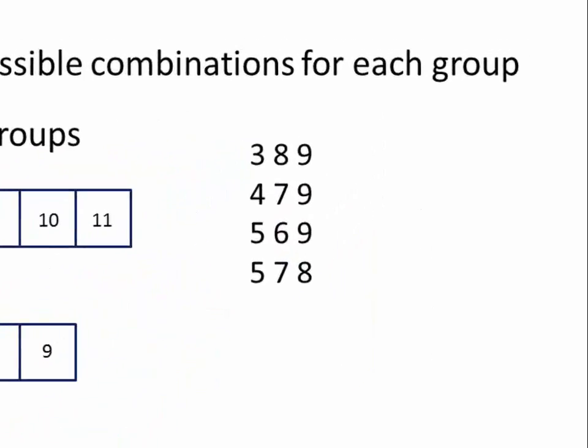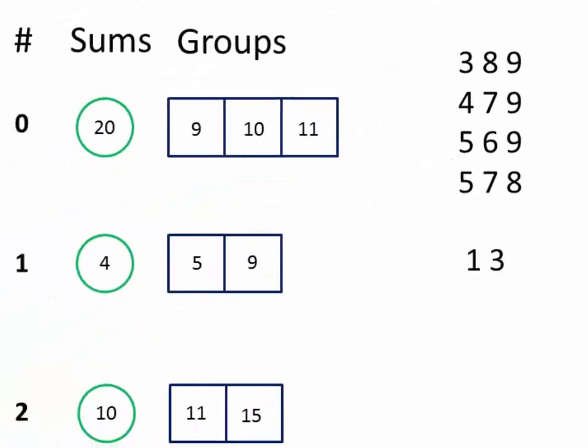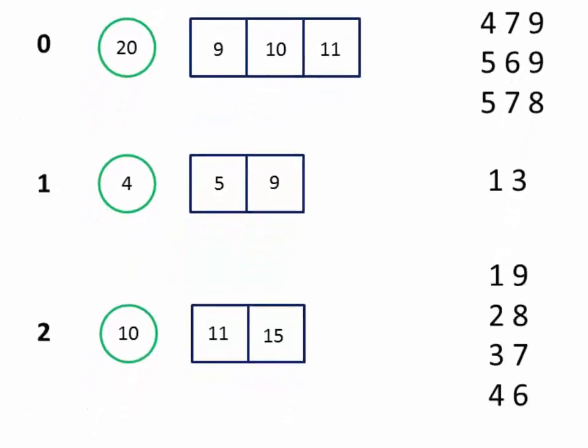The 3 cells of group 0 must add up to 20. There are only 4 sets of numbers that can do that. And here they are. The 2 cells of group number 1 must add up to 4. The only way to do that is with the numbers 1 and 3. And the 2 cells of group number 2 must add up to 10, and there are only 4 sets of pairs that can do that.